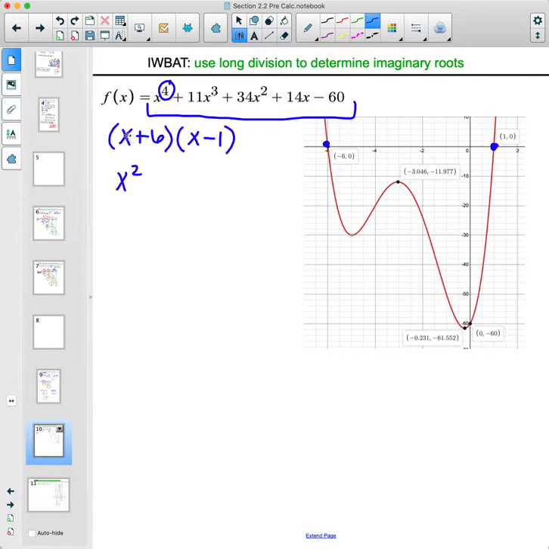So x times x is x squared, x times negative 1 is negative 1x, and 6x here. So negative 1x and 6x is 5x. 6 times negative 1 is negative 6. So I'm just going to divide this polynomial by both of these at the same time, versus having to do it twice.